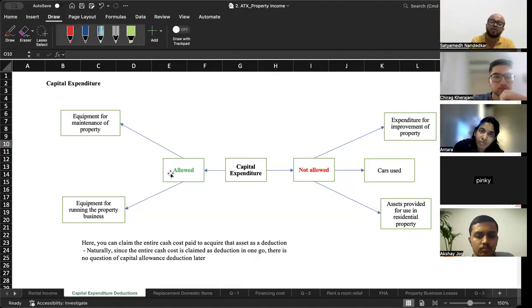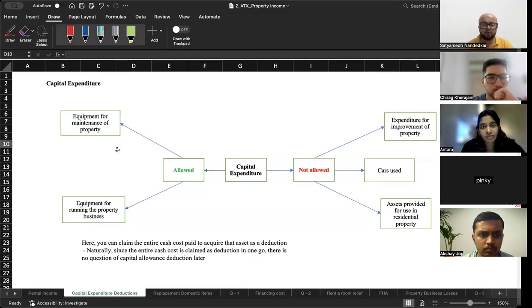So we are talking about those types of assets, or any cleaning equipment that I have in place, or a fire extinguisher that I have in place. All of these are capital expenditures. Now, what is allowed? Equipment for maintenance of property. Now, what is equipment for maintenance of property?